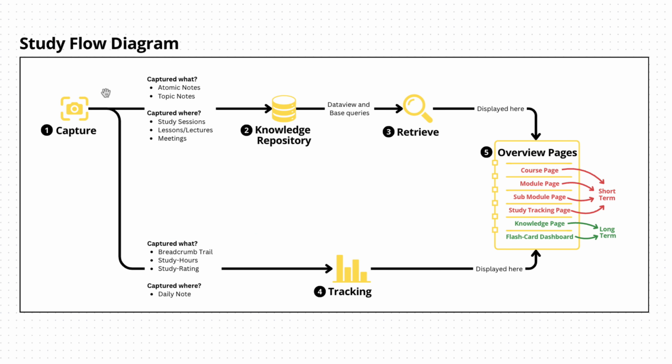So to recap, we have a study flow diagram. We have the capture and retrieval process. We capture information in different ways, and then it goes into our system, and then where we want to retrieve them is typically in our overview pages. And we have short-term overview pages, which is just specific to the course that we're trying to pass. And we have long-term, which is knowledge that's basically being committed into our long-term memory, if you will. And this allows us to reuse concepts in the future. So when you're done with the course, the knowledge is still there and ready for you to use whenever you come across it again in the future.